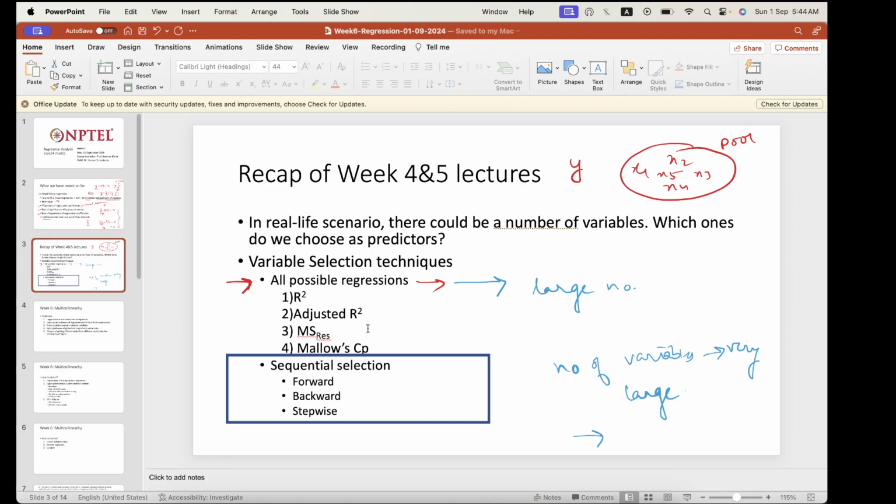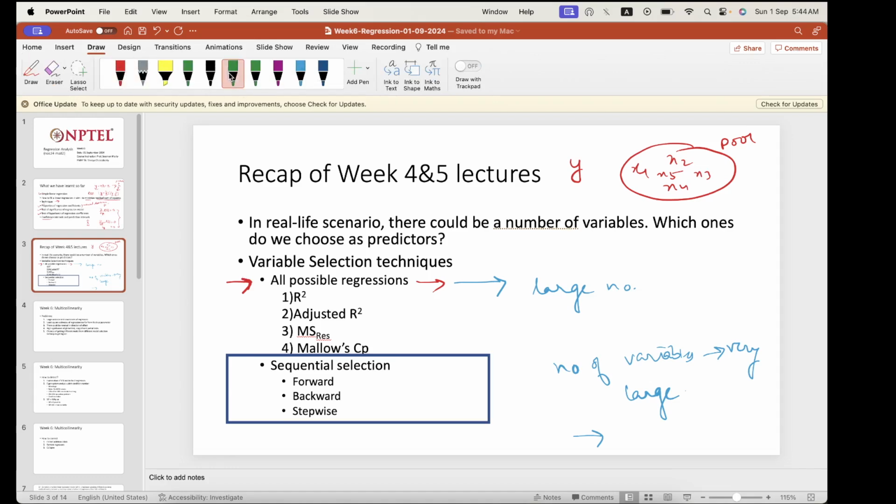Yesterday we learned about some other ways of variable selection, or rather I would say model selection, and that was sequential selection. In sequential selection, yesterday we learned about forward, backward, and stepwise. So what happens in case of forward regression? Forward regression is that we find out significant predictors and then keep on adding to the model until there are no more significant predictors that can be added to the model.